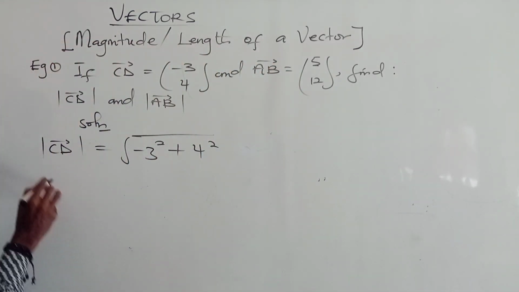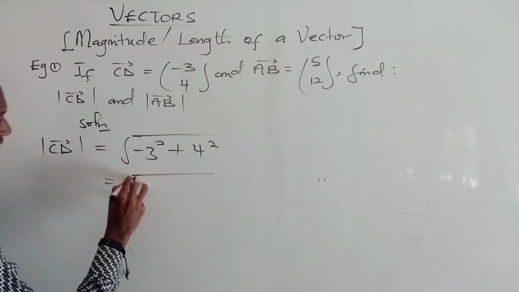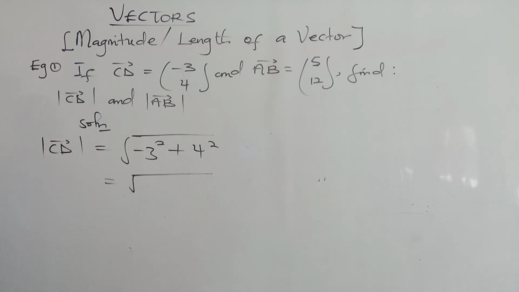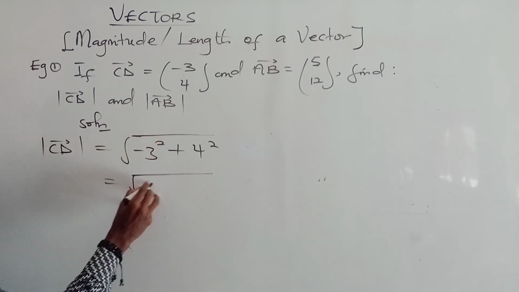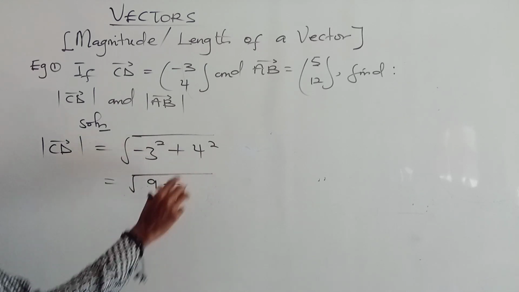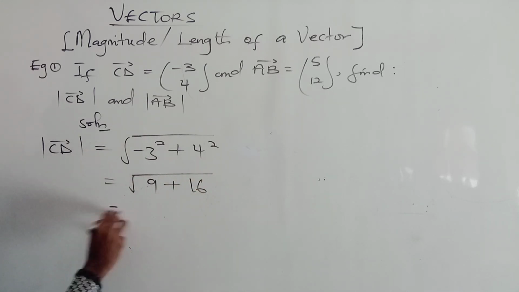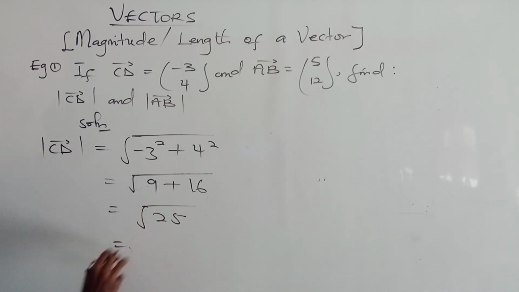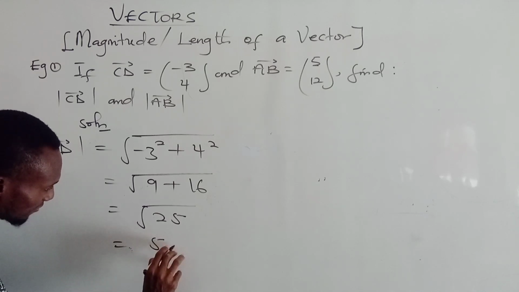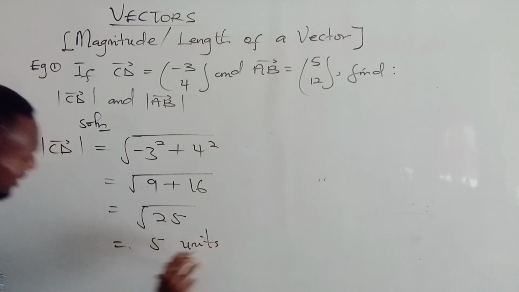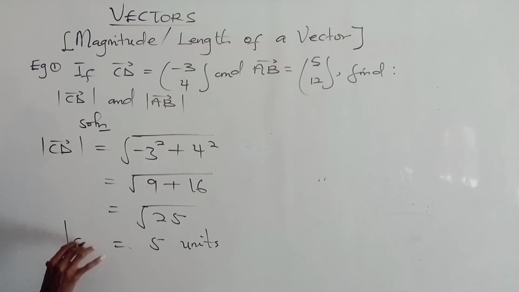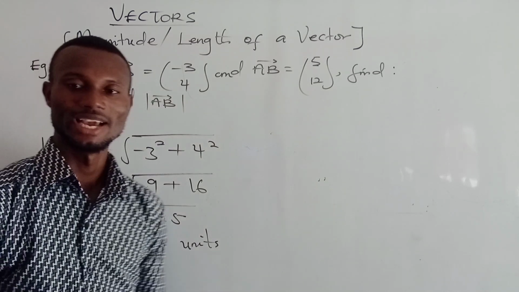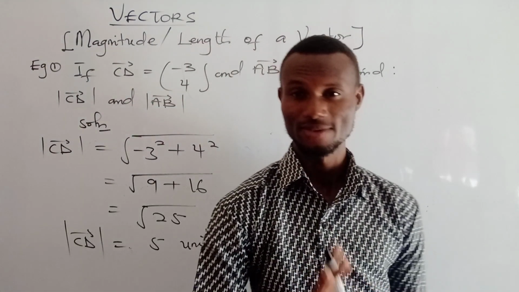So let's progress. I'll simplify what is under the square root sign first. -3 squared gives you +9, plus 4 squared gives you 16. So you get the square root of 9 plus 16, which gives you 25, and the square root of 25 gives you 5. So you have 5 units as your answer. That's the magnitude or length of the vector CD. The answer is 5 units. I hope the explanation is clear enough up to this point.